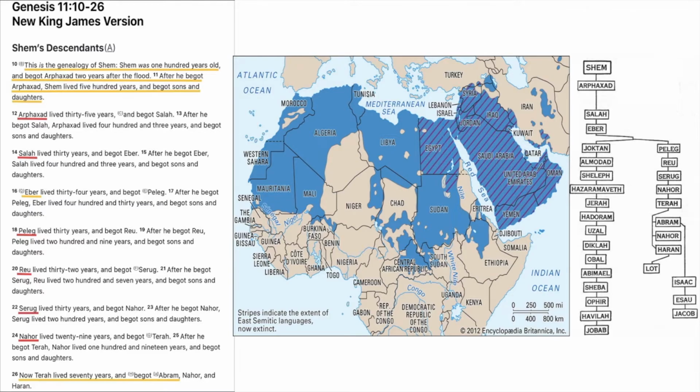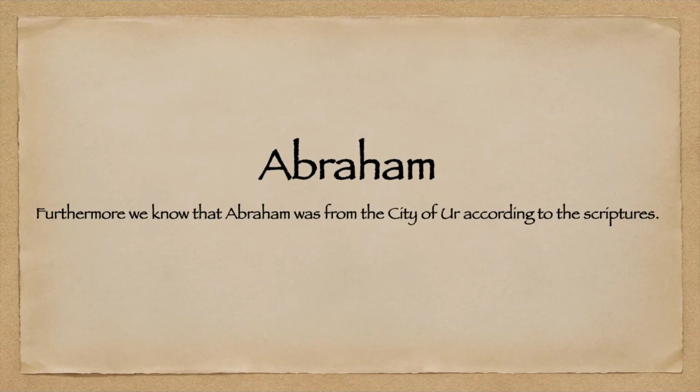Now Terah lived 70 years and begot Abraham. And so as you can see on the right hand side of your screen is the genealogy, just a straight line, a male lineage specifically.